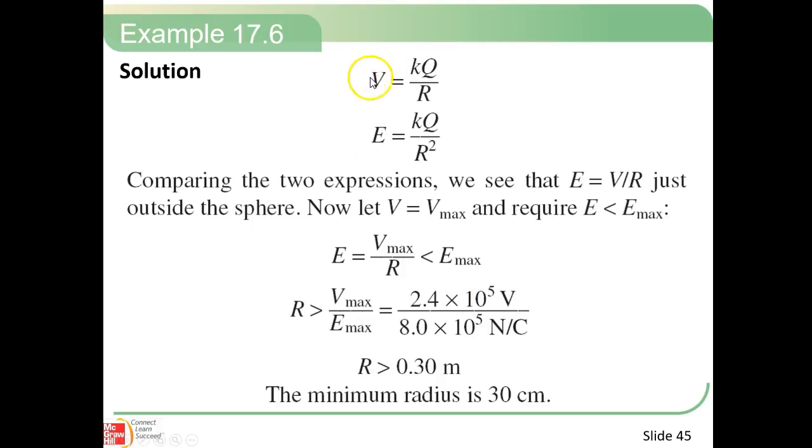So here's our two equations. This is for potential. This is for the electric field. We can see that if we have E is equal to V over R just outside the sphere, and if we let V equal V max and make sure that the electric field is less than the maximum electric field, we find this relationship where the radius should be greater than the maximum voltage divided by the maximum electric field. And so we are just dividing the two. When we do that, the minimum radius of that sphere that we have with all the charge on the outside should be about 30 centimeters or 0.3 meters.